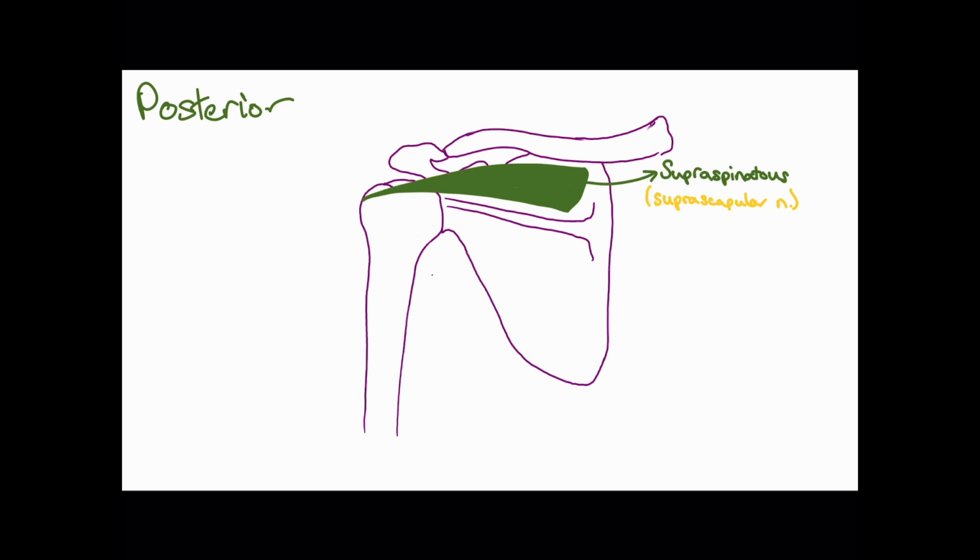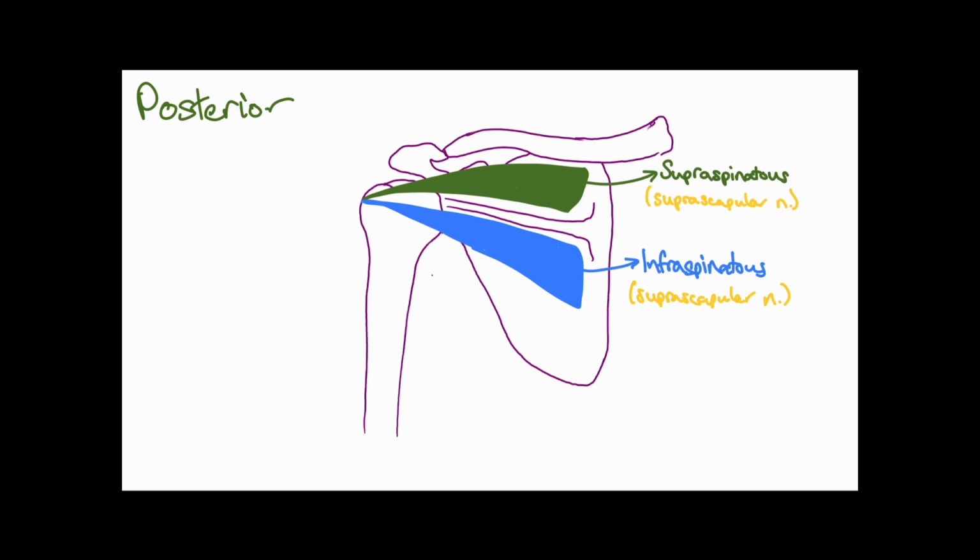On the inferior surface of the scapular spine is the infraspinatus. This originates from the posterior surface of the scapula, inferior to the scapular spine, and inserts into the greater tubercle of the humerus. Counterintuitively, this muscle is also innervated by the suprascapular nerve.